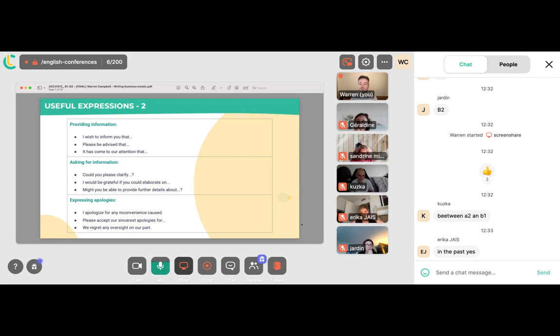Okay. This is a good expression we can use if you're not 100% sure of the information that's been sent to you already. If you don't understand something, could you please clarify what this document means, what this proposal means? I would be grateful if you could elaborate on. Might you be able to provide further details about? Just some other ways of saying that there.